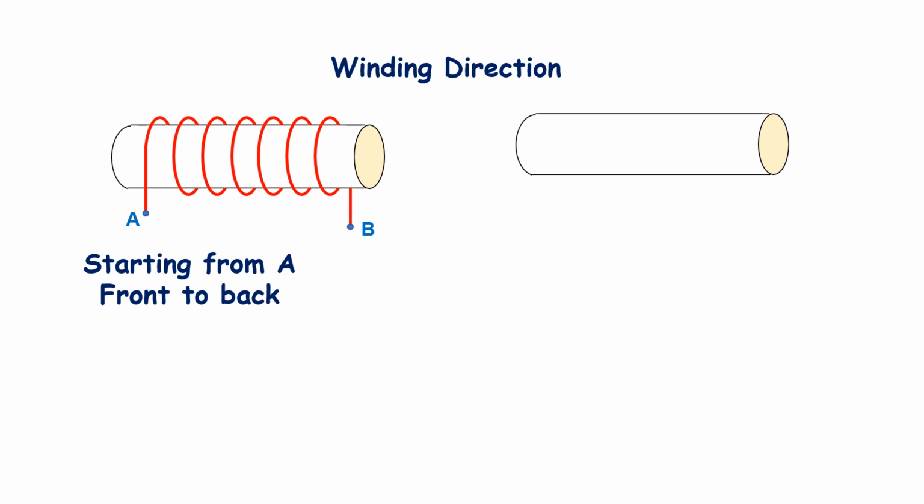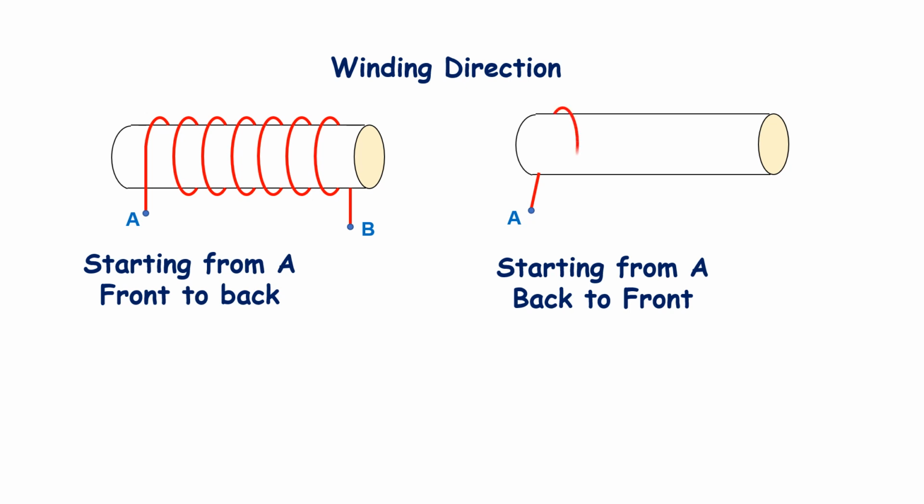Now let us take another iron bar of round cross section. Now start winding the coil from A, but now from back to front. That means we are reversing the direction of the winding. In the first figure, it was from front to back. Now in the second figure, it is from back to front. The end of the coil is B.